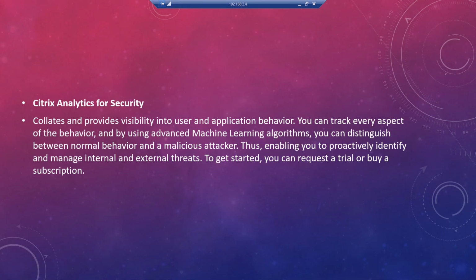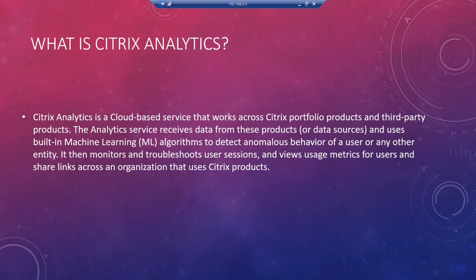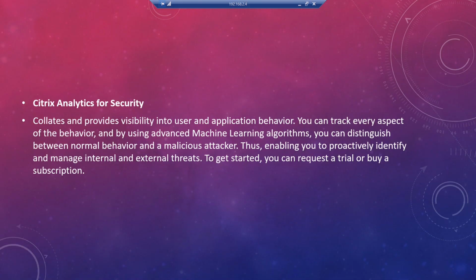Citrix Analytics is divided into three different sections. The first one is Citrix Analytics for security. What it does is collate and provide visibility into user and application behavior. You can track every aspect of the behavior, and by using advanced machine learning algorithms, you can distinguish between normal behavior and a malicious attacker, thus enabling you to proactively identify and manage internal and external threats. To get started, you can request a trial.